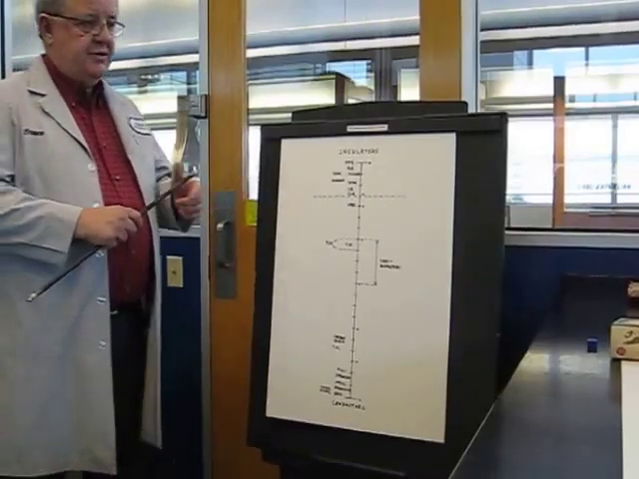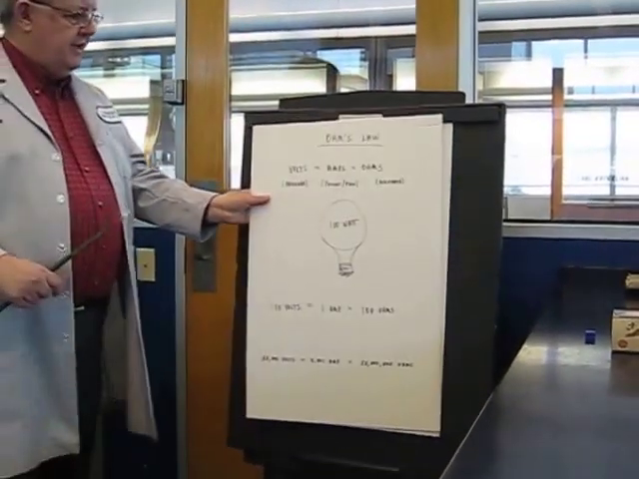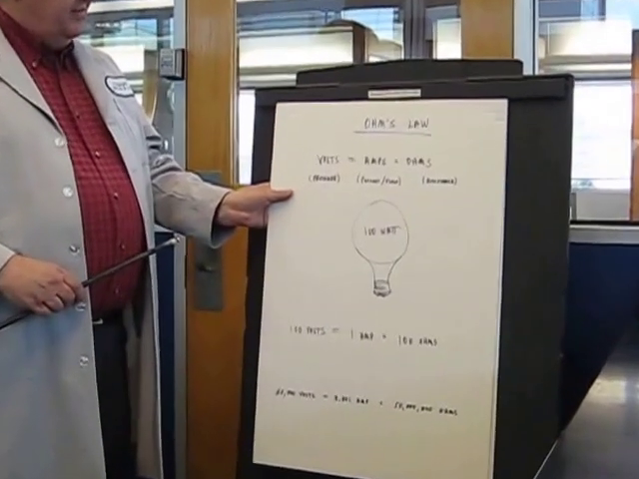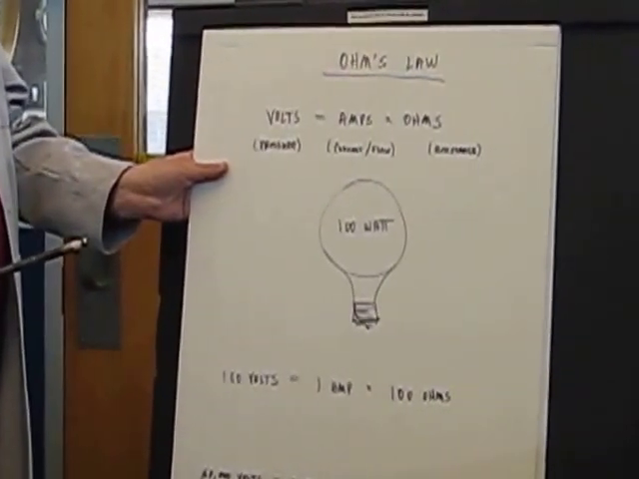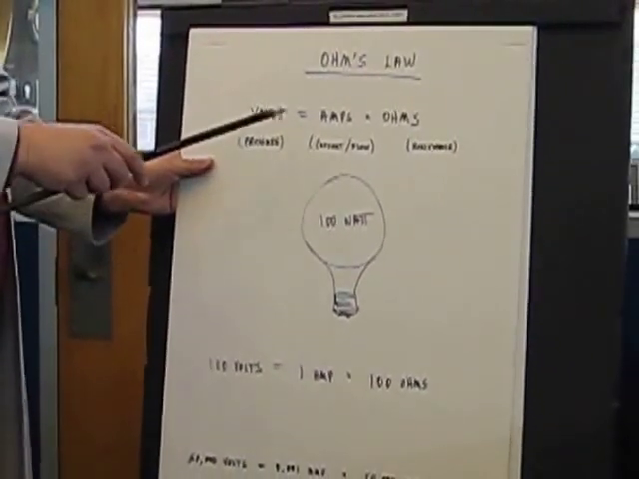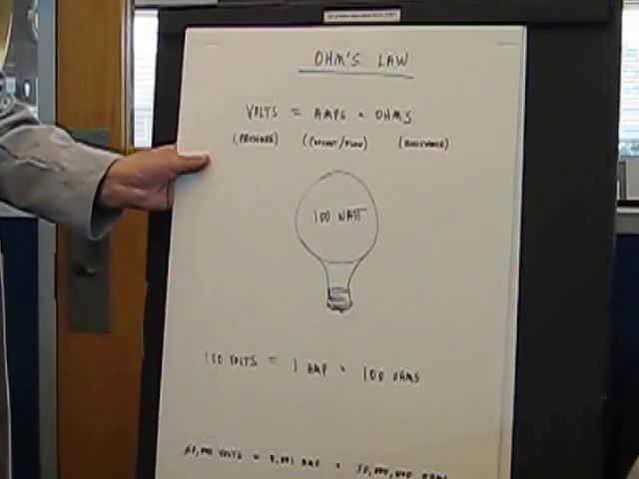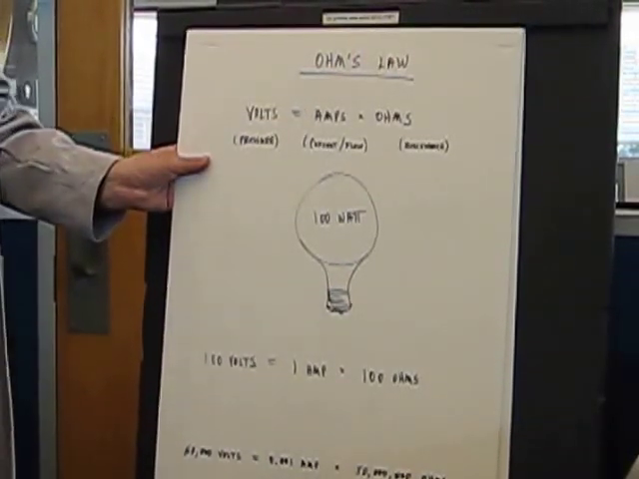And to understand the terms that are used here, we need to talk about Ohm's Law, which defines the relationship between voltage, amperage, and resistance. Amperage is flow, resistance is ohms. So if you know one of the quantities, you can calculate the other one.